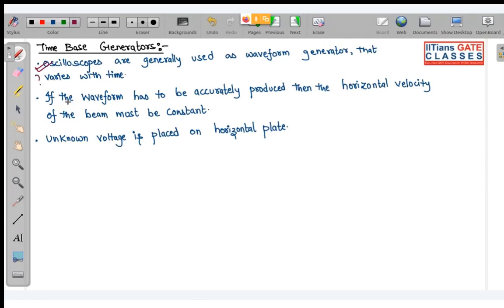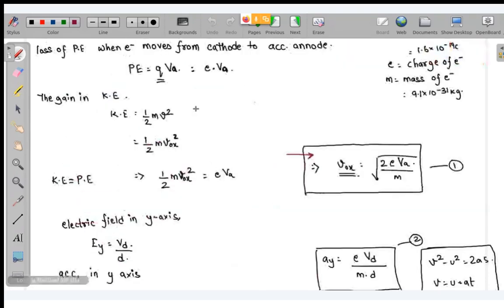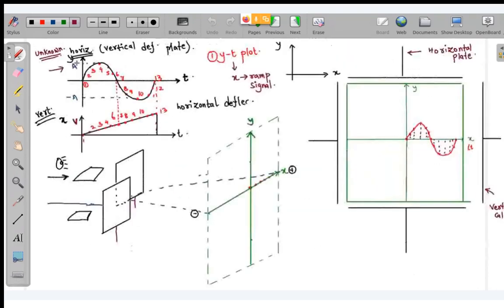Next point I have written: if the waveform has to be accurately produced, then the horizontal velocity of the beam must be constant. Very good. This point I had already explained. If I want to recreate this exact signal, the voltage over here should be linearly constant. I will tell you why.